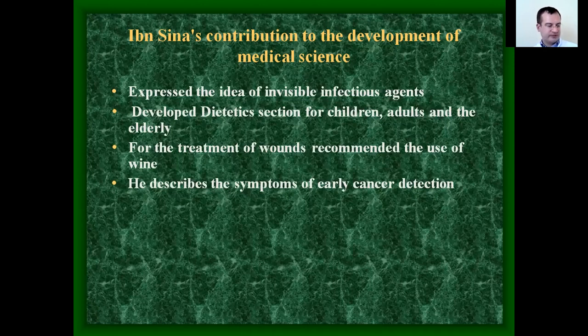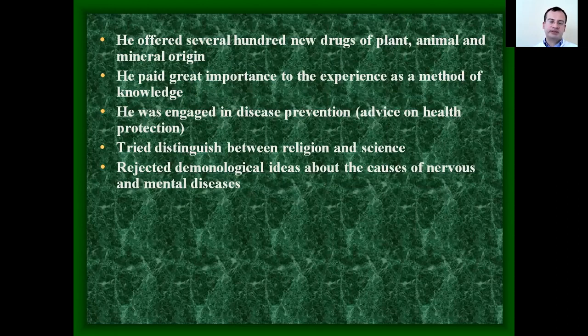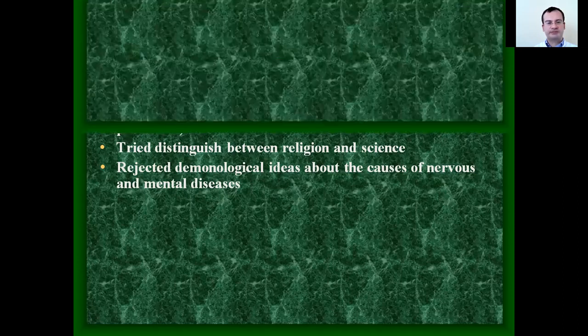So the contribution of Avicenna to the development of medical science: he expressed the idea of invisible infectious agents, developed dietetic sections for children, adults, and the elderly. For the treatment of wounds, he recommended the use of wine, and he described the symptoms of early cancer. He offered several hundred new drugs of plant, animal, and mineral origin, paid great importance to experience as a method of knowledge. He was engaged in disease prevention, tried to distinguish between religion and science, and rejected demonological ideas about the causes of nervous and mental disease.